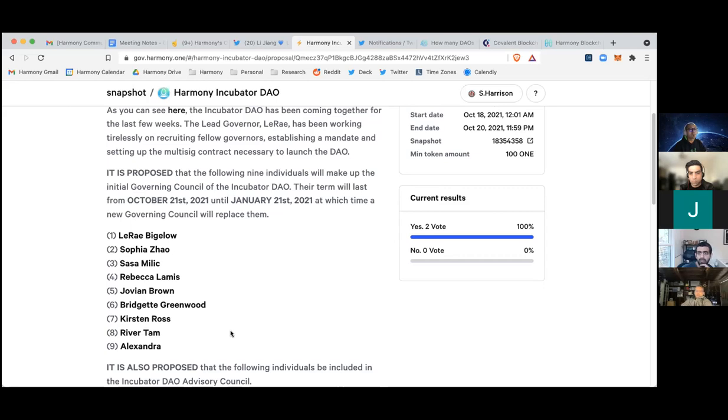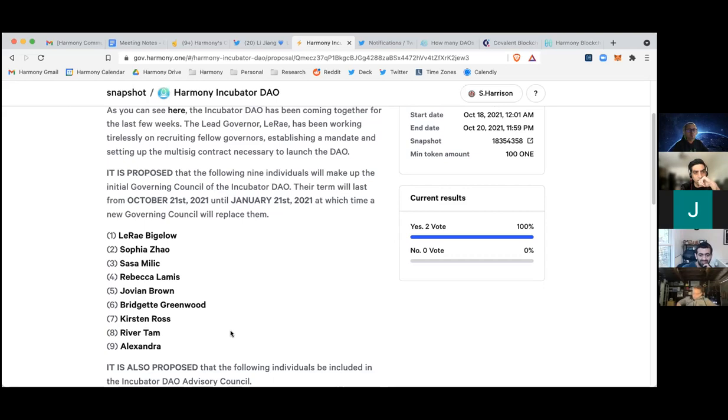We have a couple of people who have actually been running accelerators before. We have a couple of people who are venture capitalists. Sophia Zhao runs the blockchain fund at the Alumni Ventures Group, AVG. There are a few people in there that are startup founders. So we know for sure that they know what pain these projects go through. So it's a good list of people.